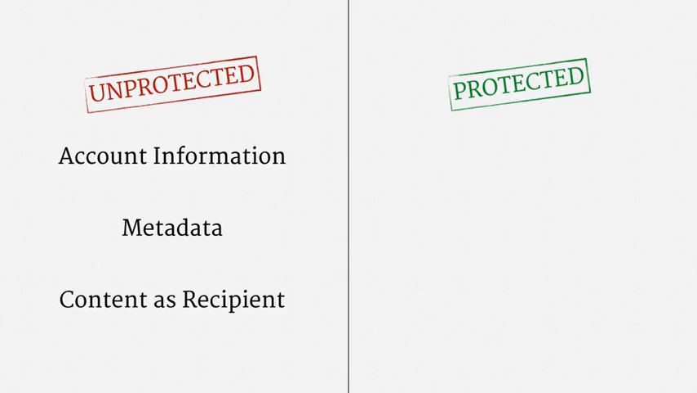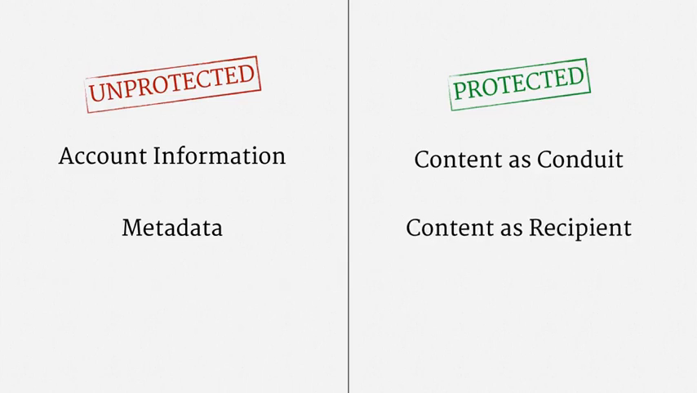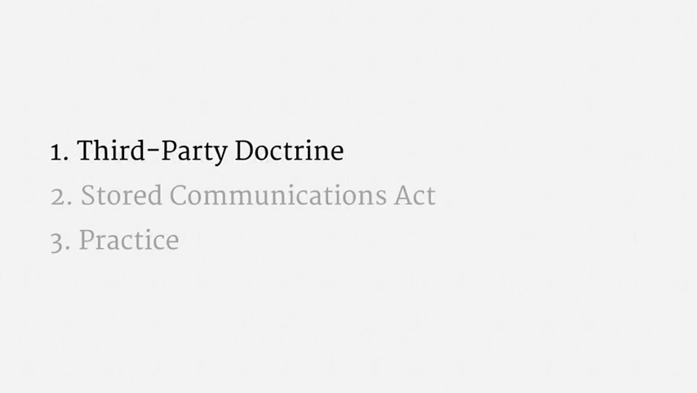In the protected column, as we saw, is content where the business is merely a conduit. Courts have been slowly moving the category of content shared with a business from the unprotected column over to the protected column. We'll talk about that more in the context of email. All right, that's enough for now on the mess that is the third-party doctrine.